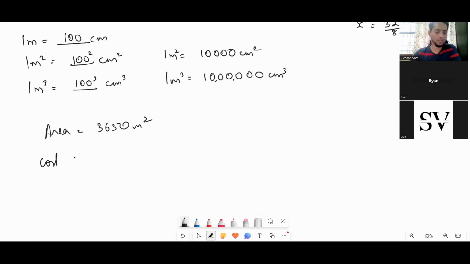Now, the cost of the gravel is 6.4 rupees per cubic meter. So cost of gravel for 1 meter cube. Per cubic meter means 1 meter cube is 6 rupees 40 paise. This is the area. This is the cost of the gravel. What are they asking? Find the total cost. You have to find the total cost.